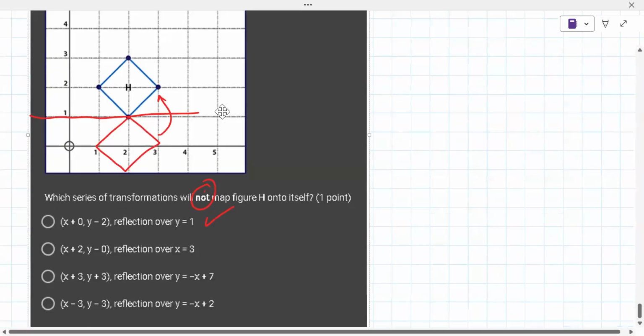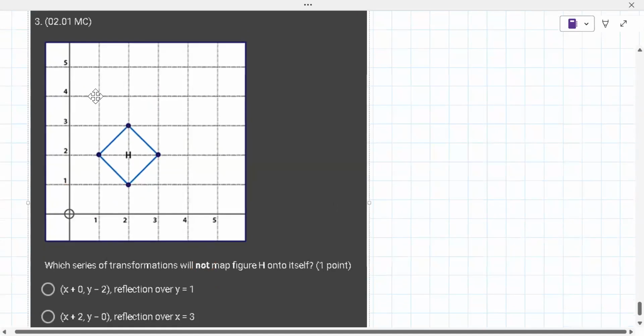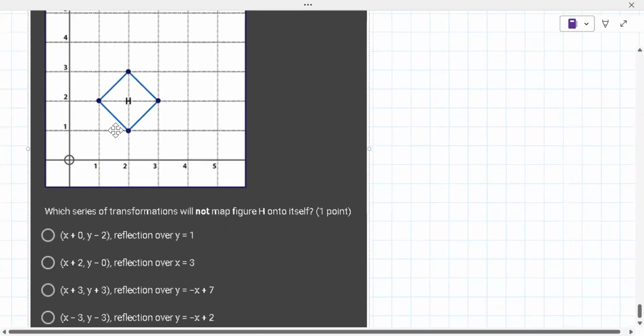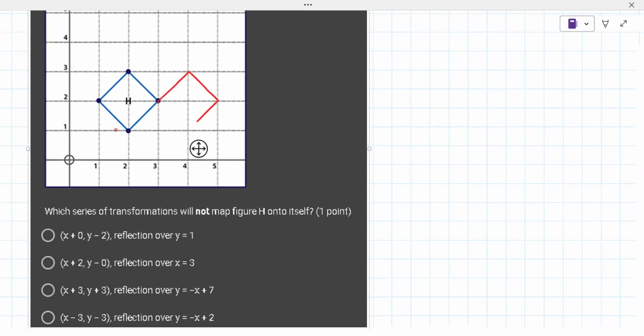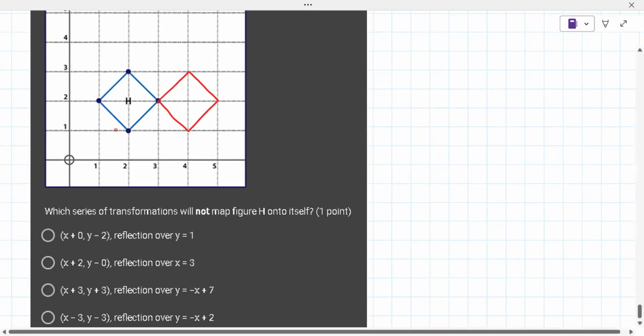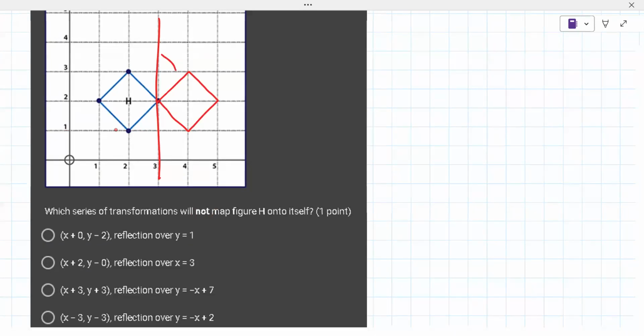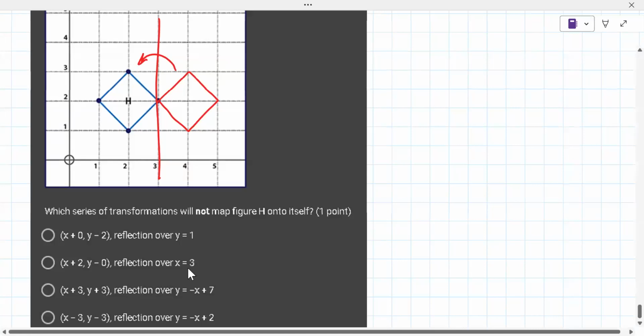And then we might as well go to the next one here. We're going to go up two, or right two. So that's something like this. And then we're going over the line x equals three like that. So that gets back there, so that one's out. And so yeah, it's down to the last two.